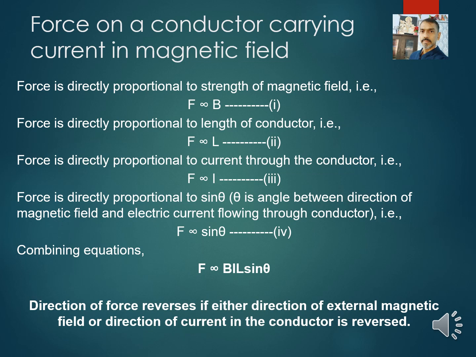Force on a conductor placed in a magnetic field is directly proportional to the strength of the magnetic field. It is directly proportional to the length of the conductor. It is also directly proportional to the current through the conductor. Along with it, force is directly proportional to sine theta, where theta is the angle between the direction of magnetic field and the electric current flowing through the conductor. Hence, force is maximum when the conductor is placed perpendicular to the magnetic field. Whereas, when the conductor is placed parallel to the magnetic field, no force is experienced by it.